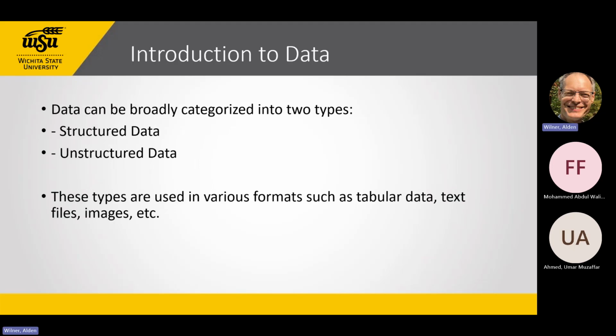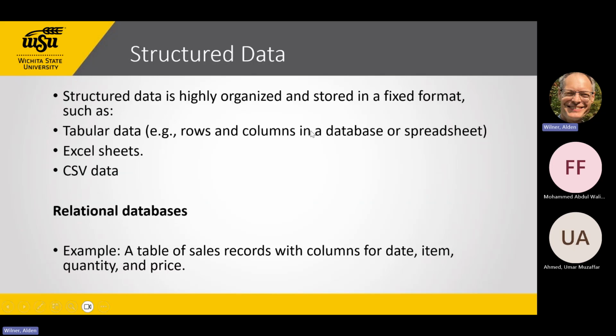Data can be categorized into two types. Broadly, there's structured data and unstructured data. So we've got various formats in there: tabular data, text files, images, and so on and so forth. We'll look at those now. Structured data, the most obvious example is a database or a spreadsheet, Excel spreadsheet, comma separated values, right?